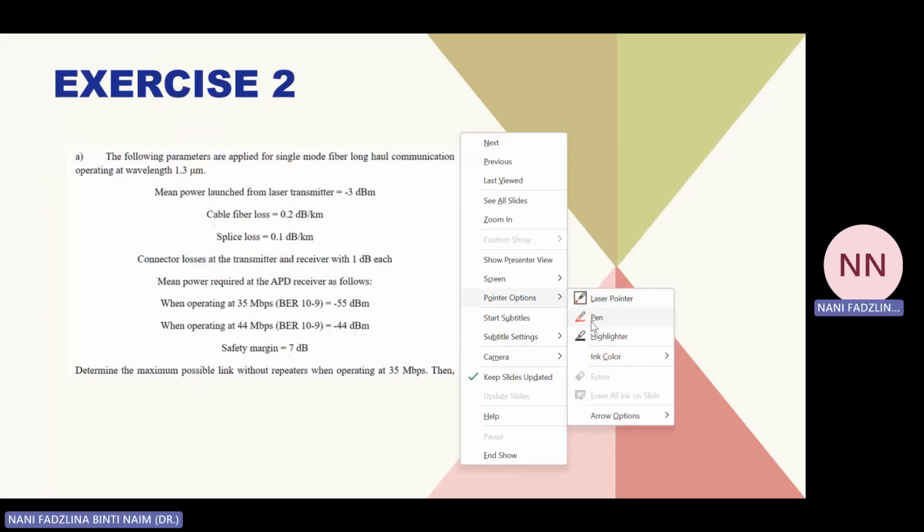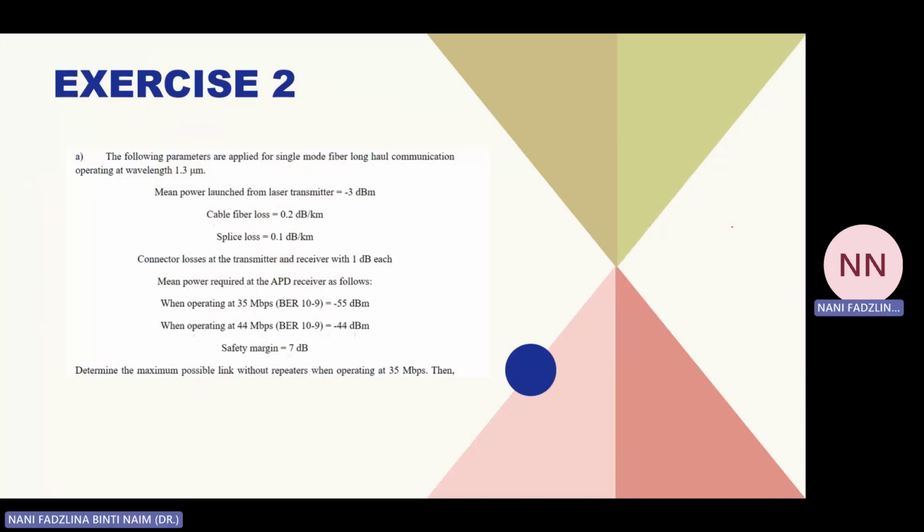So for this type of question, the question actually wants you to find the maximum possible link length. What is the maximum length of this design? You can see that the system is operating at 35 megabit per second, meaning that we will only use this power received, negative 55 dBm. So don't look at this one, negative 44 dBm, because that is for the system with bit rate of 44 megabit per second.